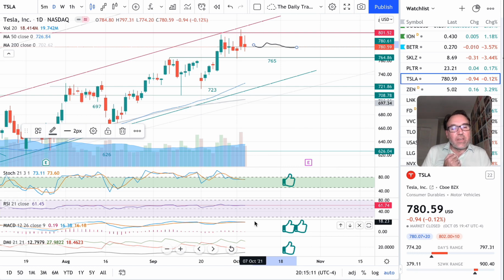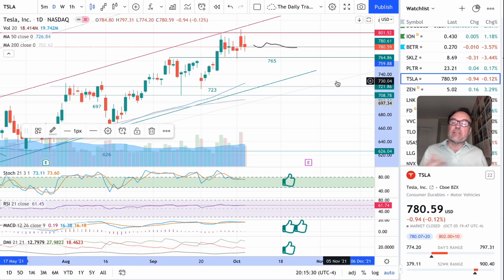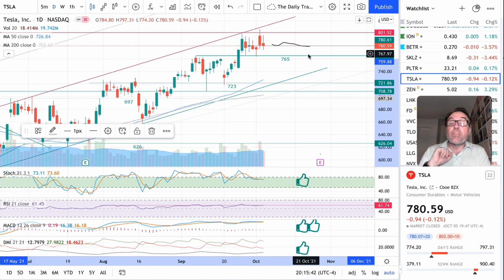So I have good confidence that we are going to stay in this congestion zone, and eventually this is going to happen around October 27th. I think Tesla is going to also have great profits and everything, so that should be pushing the stock higher at that point.